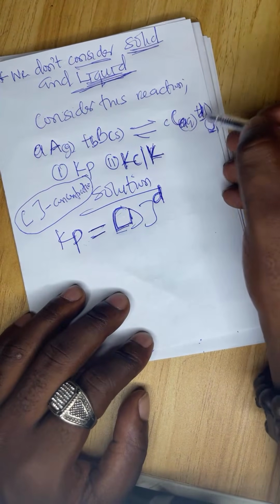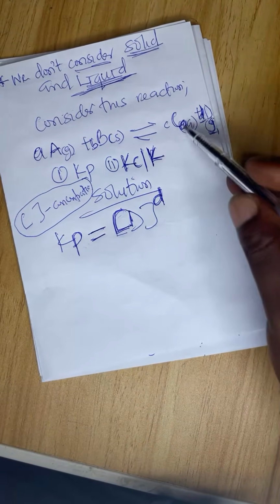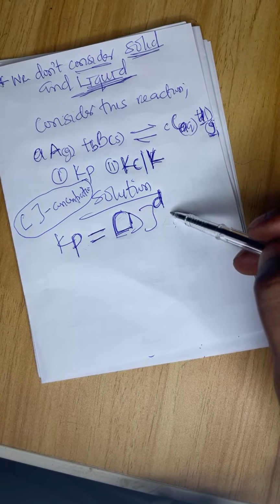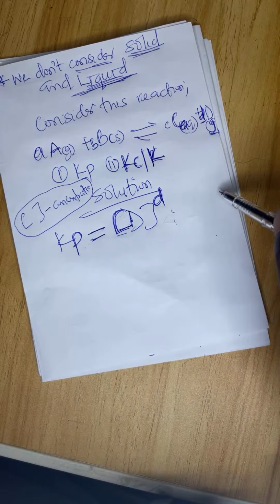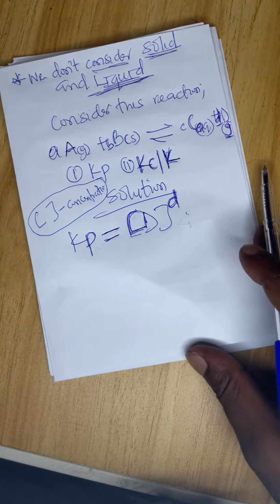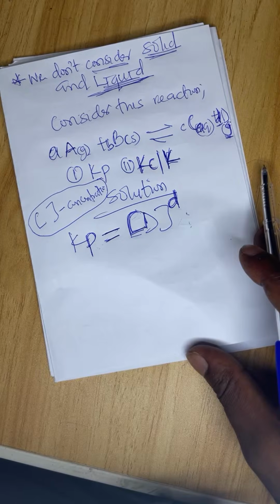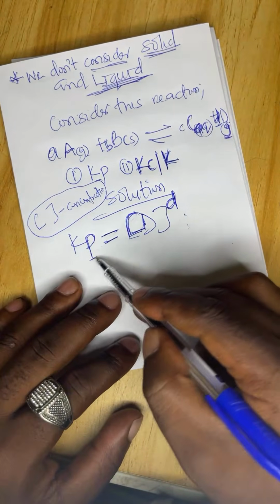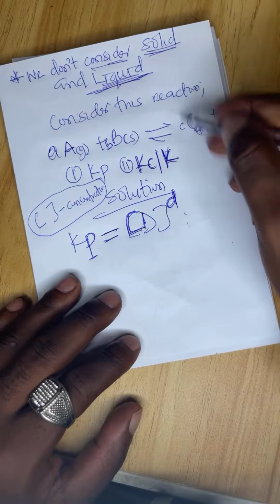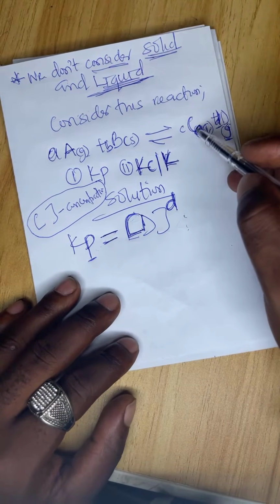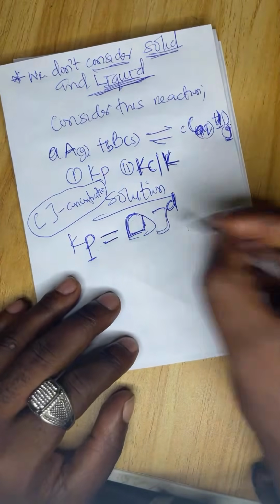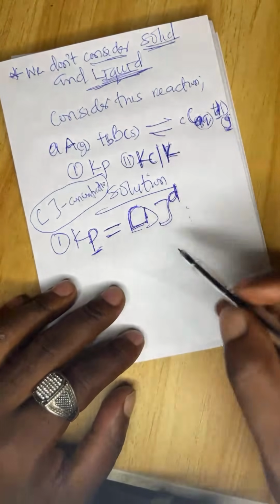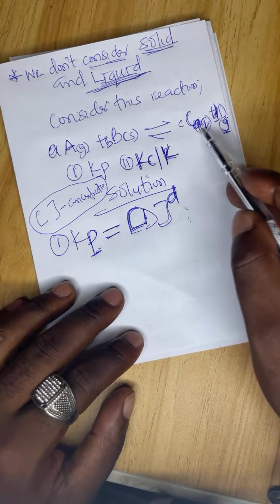Now, will I write for C? Will I multiply by C? No, you don't consider it. C is in aqueous and this is pressure. We only consider gases, so I will not write for C. I will assume that it is 1. I won't write for C because it is in aqueous and they asked me to write for Kp.